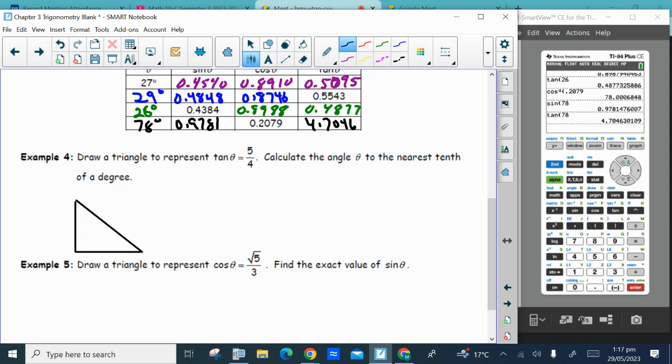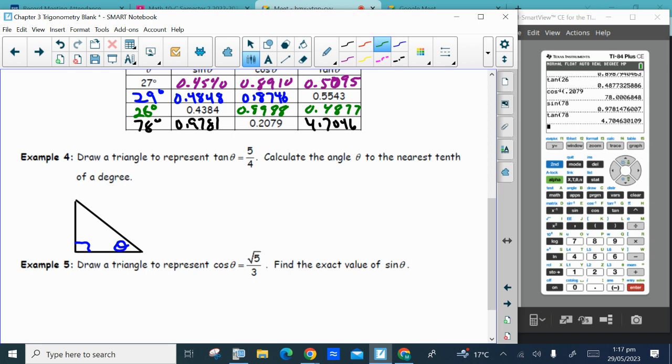We're asked to draw a triangle to represent that the tan of theta is 5/4, and then calculate angle theta to the nearest tenth of a degree. So remember that whatever angle you're working from, it'll never be the right angle. The right angle is a 90-degree angle. You'll never work from that. So that means we have to either label the top angle as theta or the bottom. And it doesn't matter which one. It just can't be the right angle. Let's put it at the bottom.